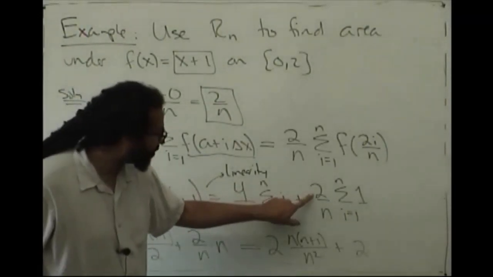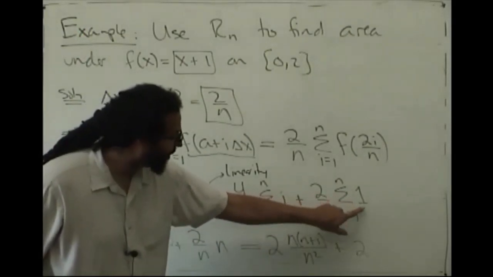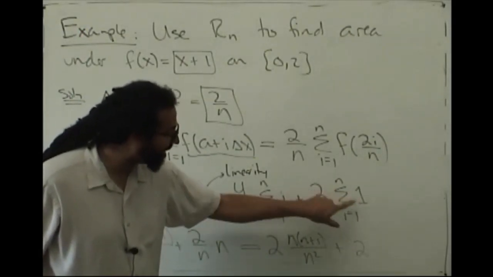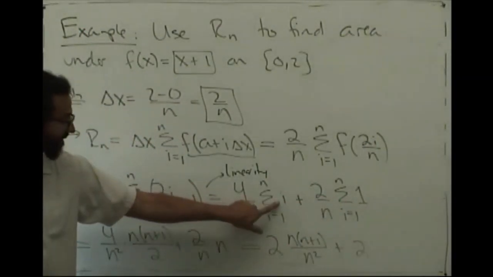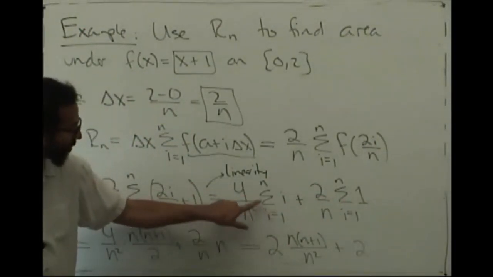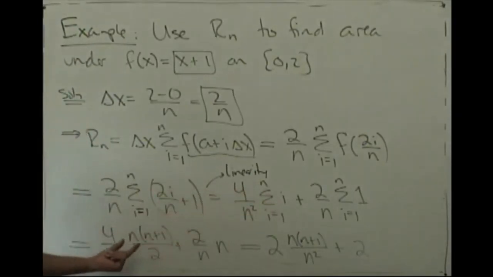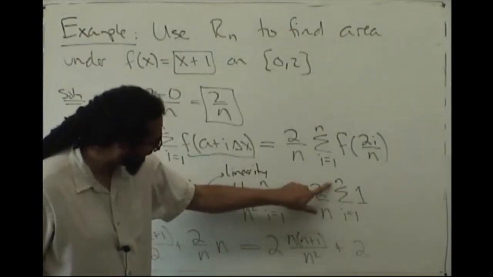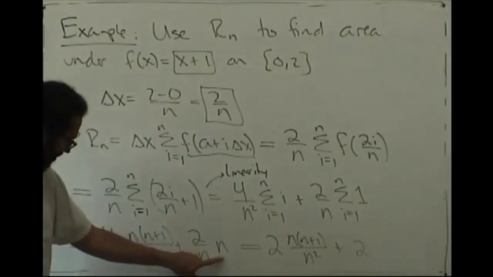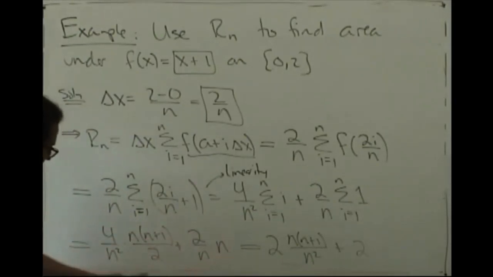And then I've got 2 over n times the sum, adding 1 to itself n times. I've also got a formula for that. So we saw in the last slide that the sum from i equals 1 up to n of i is just n times (n plus 1) over 2. And when I add 1 to itself n times, that's just going to be n. So this thing now doesn't have any i's in it, so that's good.